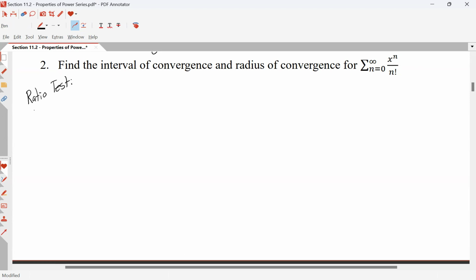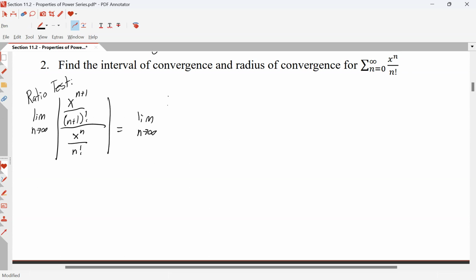The ratio test tells us to look at the limit as n goes to infinity of the absolute value of add 1 to all the n's, so x to the n plus 1 over n plus 1 factorial, all divided by our regular sequence, x to the n over n factorial. Keep, change, flip. Over n plus 1 factorial times n factorial over x to the n.